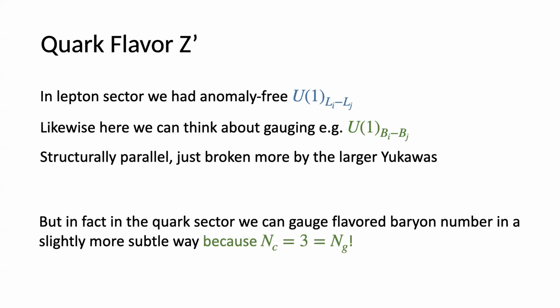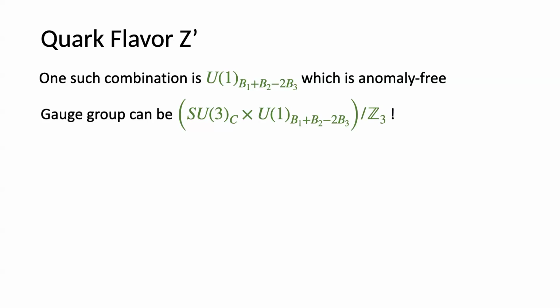And in fact, in the quark sector, there's a more subtle way we can gauge this flavored baryon number because of this special mysterious fact that we have the same number of colors in QCD and generations of fermions, right? They're both 3. And so, in particular, we can gauge a combination like B1 plus B2 minus 2B3, or some cycle, with what's called some non-trivial global structure in the gauge group. Very roughly, we can talk about this more later if it's a novel idea to you, but very roughly, what this does is identify the Z3 subgroups of these 2 different theories.